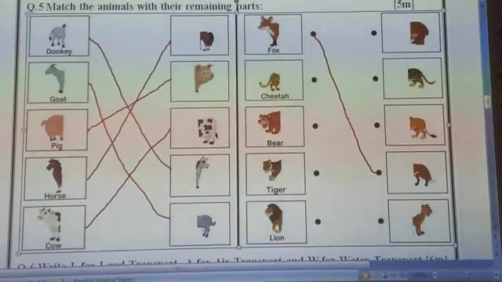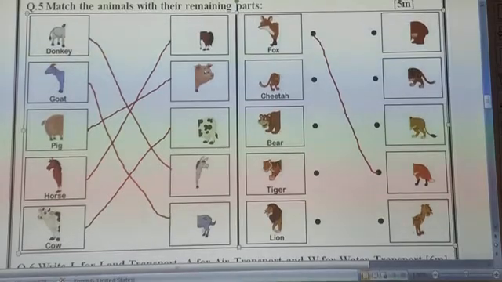Okay. Next is, which animal is this? This is cheetah. This is half part of cheetah and look at in this line, where is the remaining part of cheetah? Yes, last one. So we have to match half part of cheetah with remaining part of cheetah. So let's match.